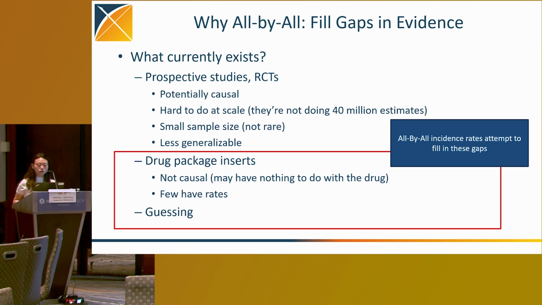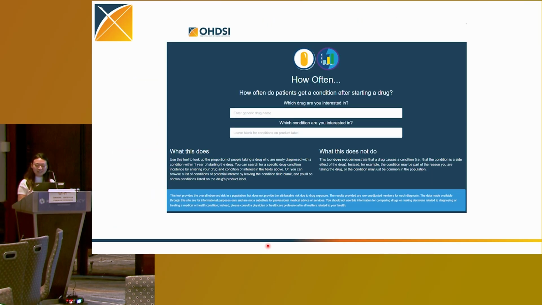The sample sizes are also generally smaller, right? They can also be less generalizable because of strict inclusion and exclusion criteria. On the other hand, we also have drug package inserts, sometimes based on post-marketing surveillance. They're not causal, they just depend on what people have reported. In fact, because it depends on what people have reported, they may have nothing to do with the drugs. And few have rates. And there's also guessing, which is another way to say expert opinion. So doctors and their previous experiences, what they remember of what they've read, and their own theories.